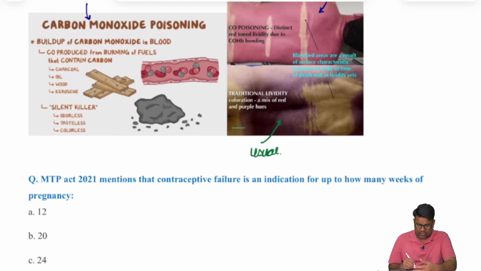Now, the next question is again a repeat question. We have already discussed it, that for contraceptive failure, MTP can be done up to a period of 20 weeks.